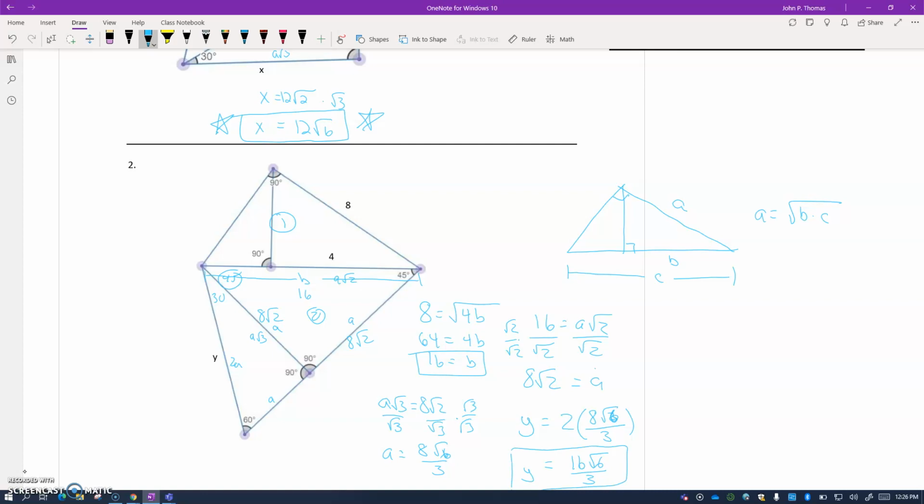So again, we work through triangle 1, 2, and 3, and we're utilizing really every rule from the chapter.